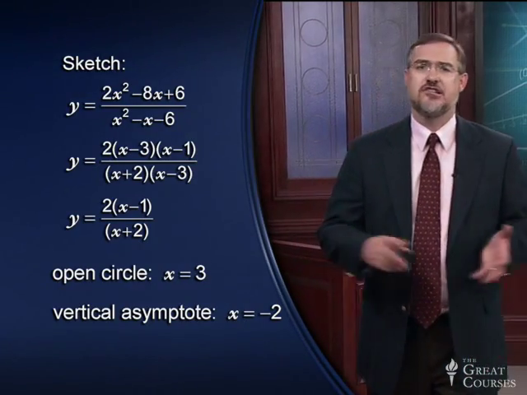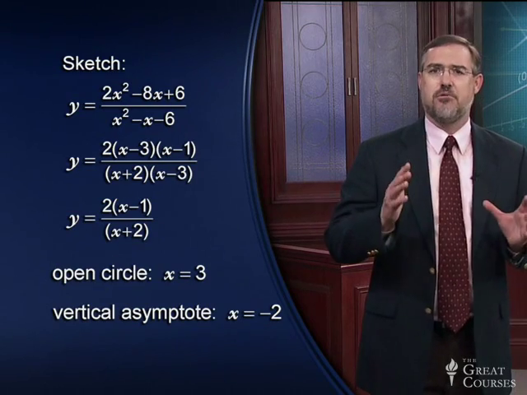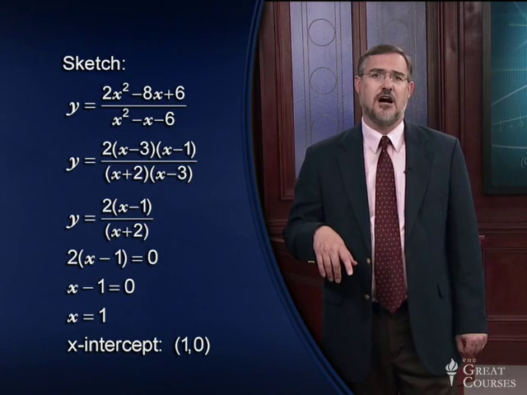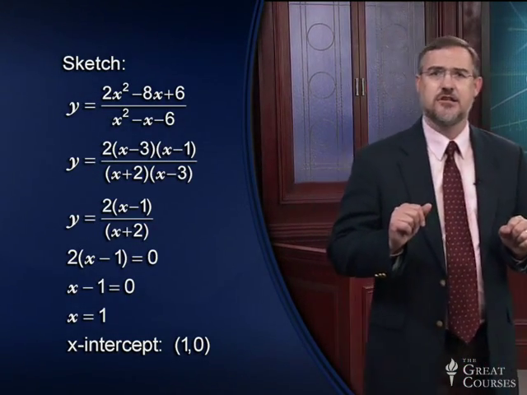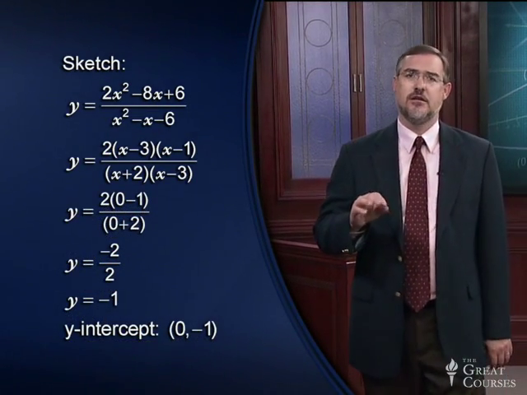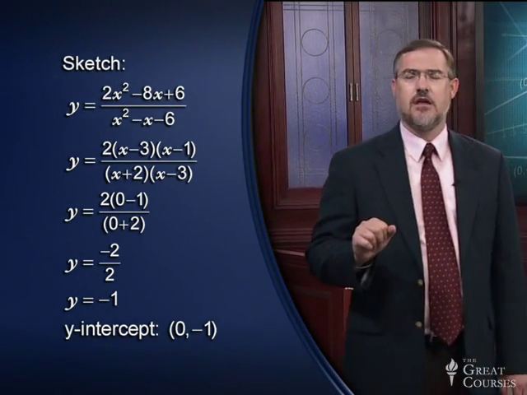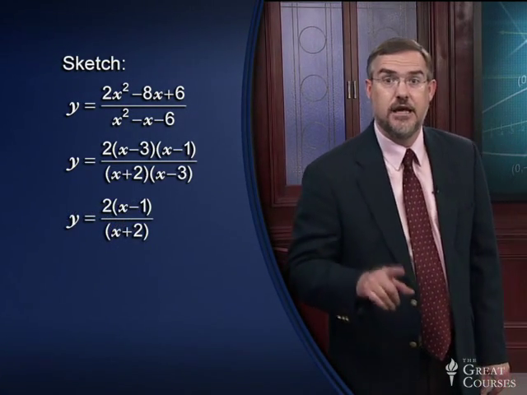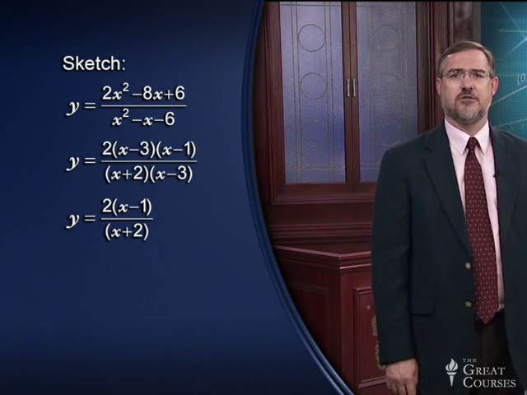Now, if you find the x-intercepts and the y-intercepts and the asymptotes, you can start plugging in some points and finish this up. The x-intercept is going to occur at 1, 0, and that's just from setting the numerator equal to 0 and solving for x. The y-intercept is going to occur at 0, -1. And remember, I got that from plugging x equals 0 into the function. In terms of vertical asymptotes, we already noted that x equals -2 is the only vertical asymptote. There's not a vertical asymptote at x equals 3.